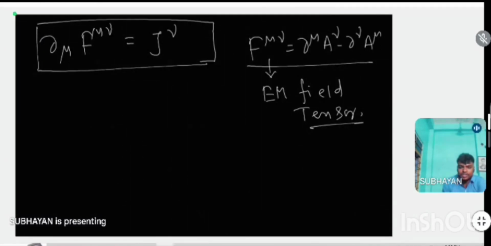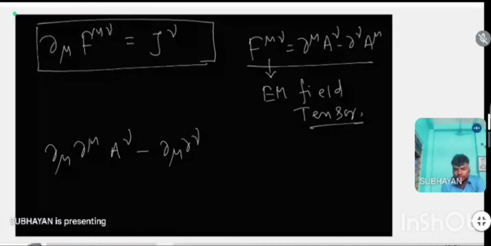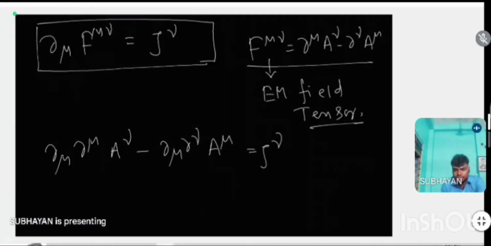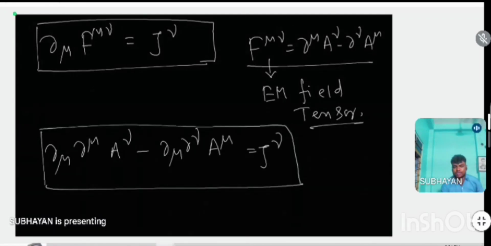So you can put the value of F mu nu here. So this is del mu, del mu A nu minus del nu A mu equal to J nu. Okay. So this is the contravariant form of Maxwell equations. The four Maxwell equations can be written in one contravariant form. This one. Okay.